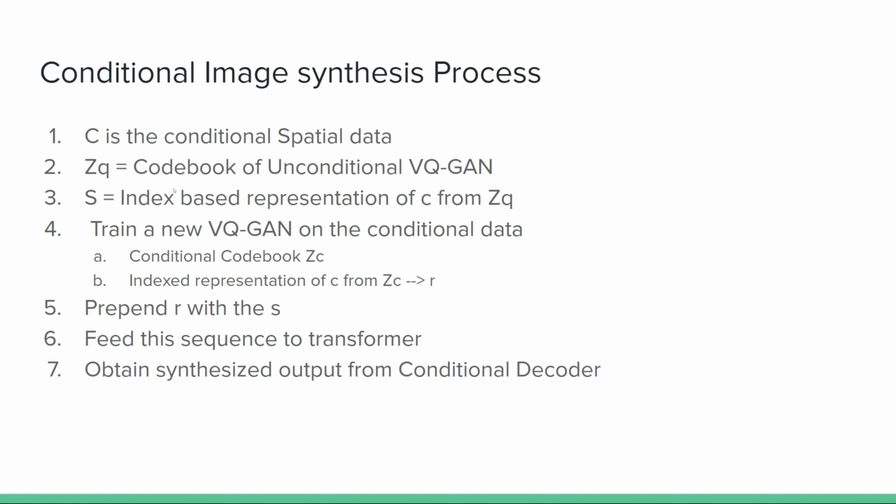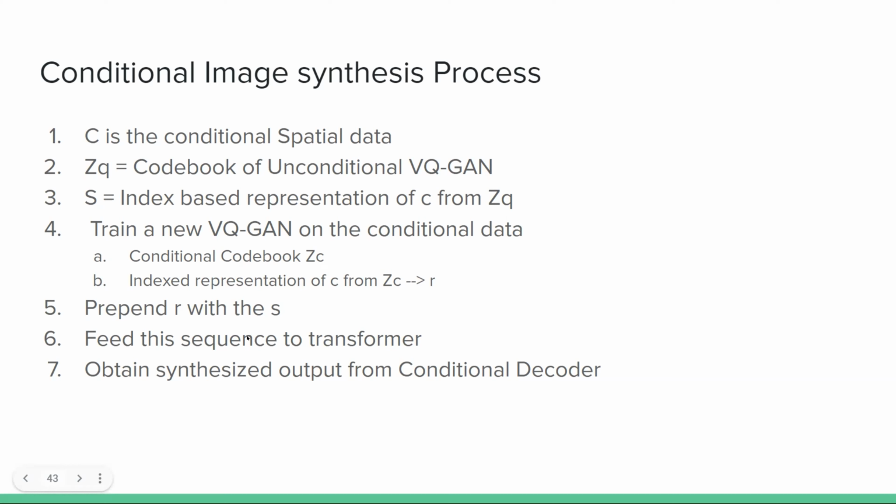Once we have all 3 in place, we're going to train a new VQGAN on the conditional data that we have. I'll be showing what exactly the conditional data is in the next few slides. Once we provide the conditional data as input to the network, we'll get the codebook ZC as well as the index representation of C from the codebook ZC, denoted as R. Once we have these 2 representations, the R as well as the index S that was obtained from the codebook ZQ, we're going to prepend the R with the S index representation and feed it to the transformer.